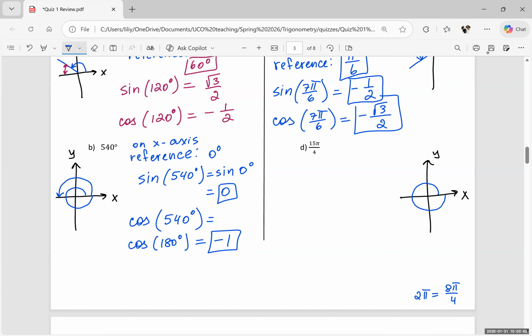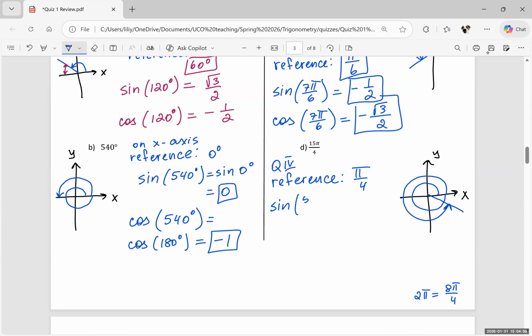That's 8 pi over 4. And then we have another 7 pi over 4. Not quite the full revolution, but close. This is your angle. Quadrant 4. Reference angle, pi over 4.